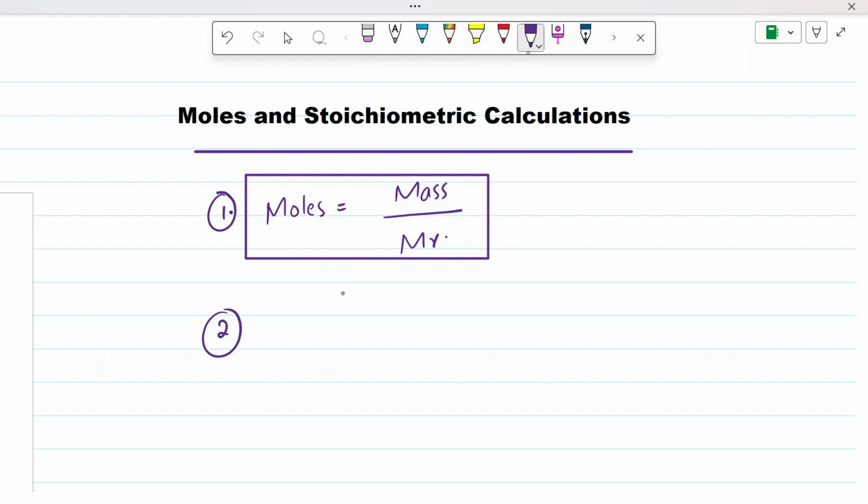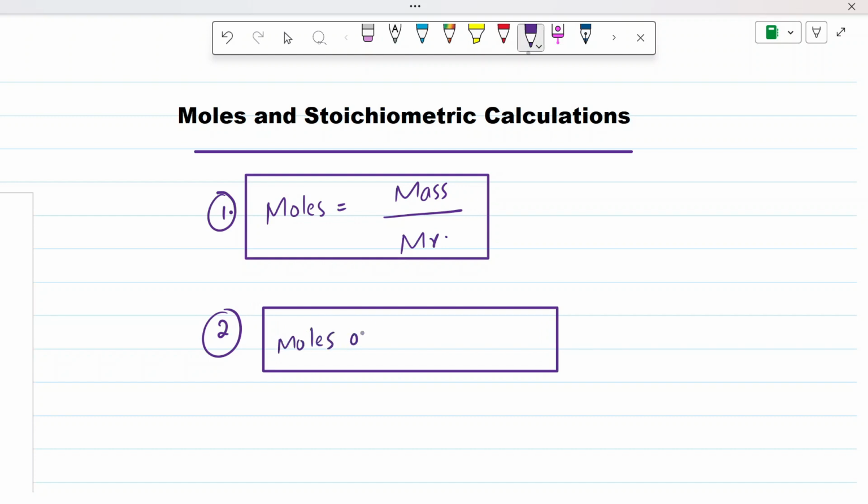So this is the first relation, right? The second relation that we will be using is moles of gas, equals volume of gas in dm cube. Volume has to be in cubic decimeter. How many more moles do we have to learn? Two more classes on moles, then it will be over. We're only left with percentage yield and percentage purity. So moles of gas equals volume of gas divided by 24. That is the molar gas formula.